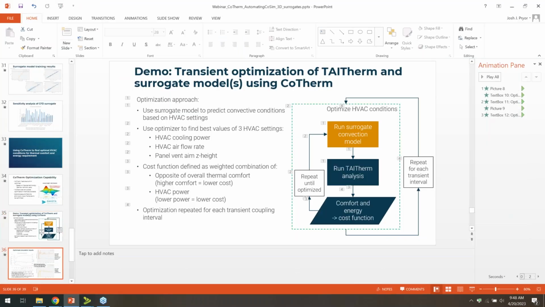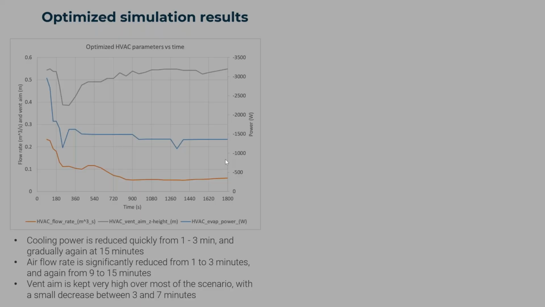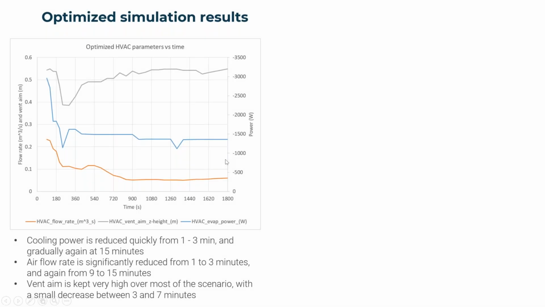So let me jump back to the presentation here and I'll show some results from that quickly. This chart here on the left shows what the optimizer ended up choosing over time for those three parameters. So the cooling power, which is shown here in blue, the optimizer kind of picked up on the overcooling and dropped that cooling power down quite a bit. That's plotted here on the right axis.